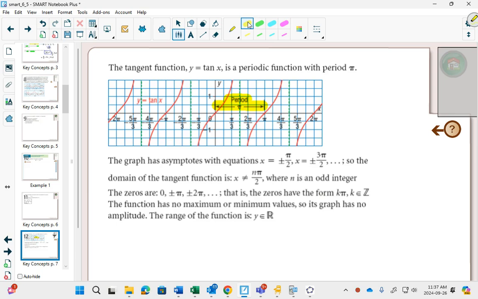And because the tangent graph goes up forever and down forever, there is no amplitude. Because amplitude is from the center to the maximum, but there is no maximum. There is no minimum. In fact, we can label our domain and our range. Let's start with the range, because the range is easy. But the domain is a little bit harder. And actually, I don't like the way that they've written it. They used a little bit of the English and a little bit of the math together. So they wrote it this way.